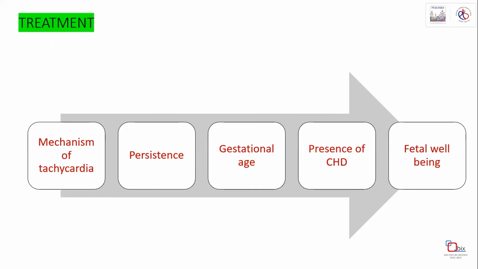The treatment is based on multiple factors. More than the mechanism of tachycardia, it depends whether you have an intermittent or a persistent tachy. Most of us will agree that intermittent tachycardias would not need aggressive maternal treatment, but just a follow-up. Gestational age: if you're near term, you would prefer delivery rather than maternal treatment. Earlier gestation is a bad prognosticating factor. Presence of CHD is again a bad prognosticating factor, and fetal well-being in terms of cardiovascular profile score and hydrops.